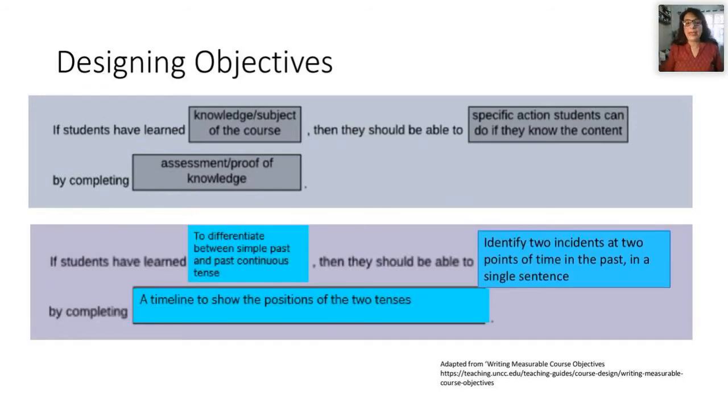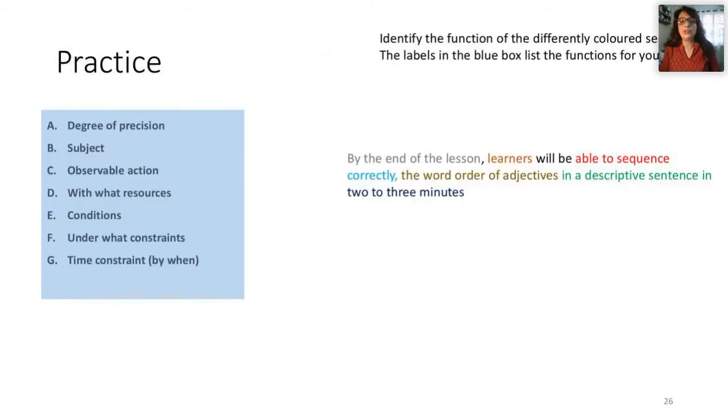So I'll give you a quick example. If the students have learned, what is the knowledge? If they have learned to differentiate between simple past and past continuous tense, then what can they do? They can identify two incidents at 2 points of time in the past in a single sentence. So they can identify which is the simple past, which is the past continuous. They'll be able to handle that. And how will I know that? By completing, because they will be able to complete a timeline to show the positions of the two tenses. If I draw a line for them, they'll be able to say, well, this is where this action took place, this is where this action took place. So this is the very useful formula which you can take back with you.